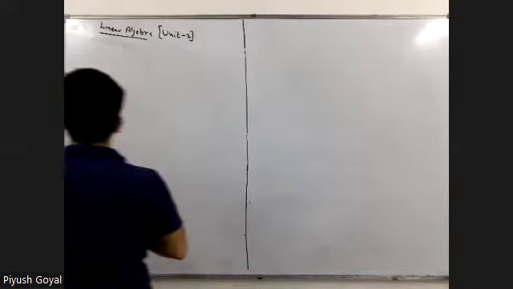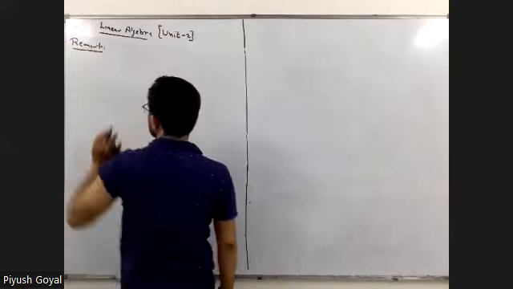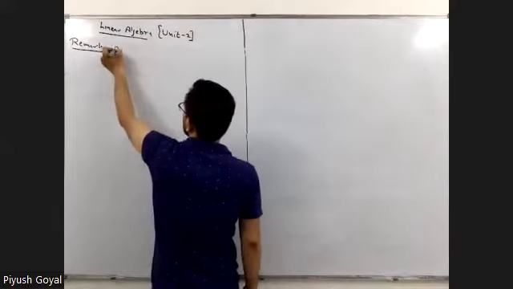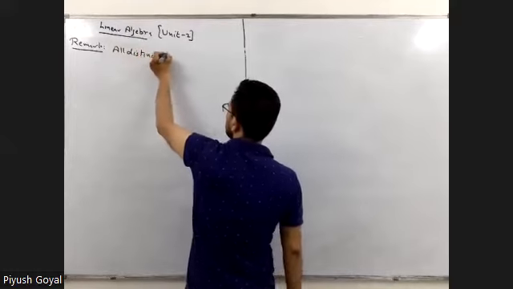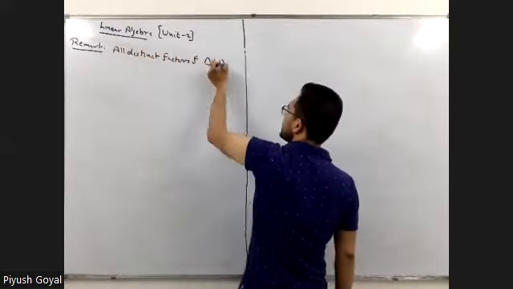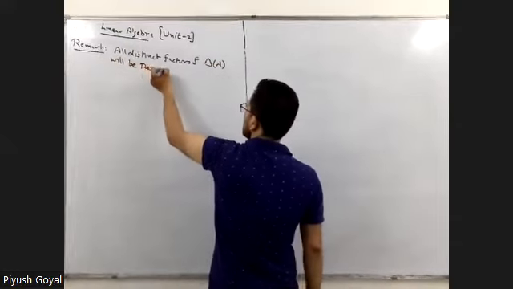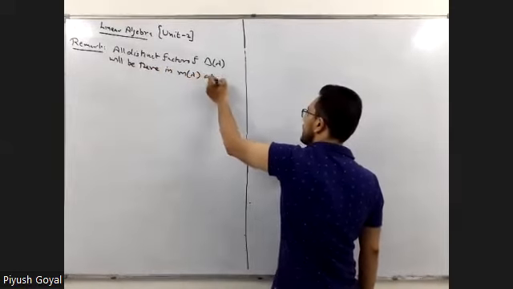Now listen to this. This is a remark. This is not in your book, I am stating this thing. All distinct factors of delta lambda will be there in m lambda at least once.